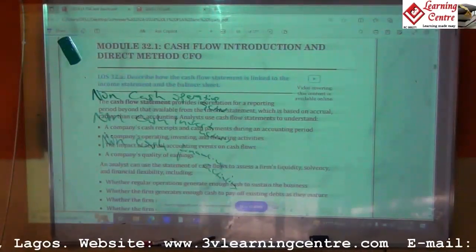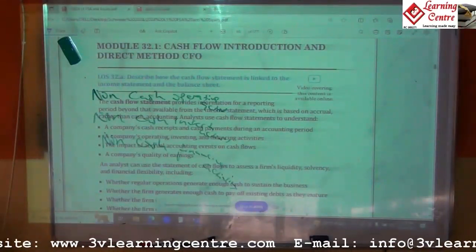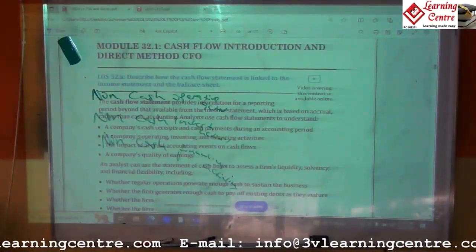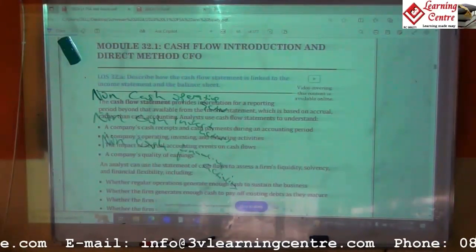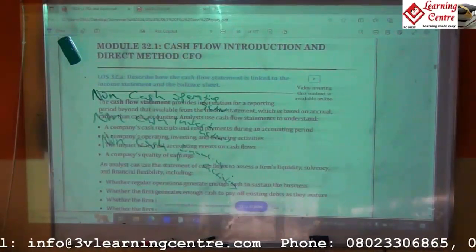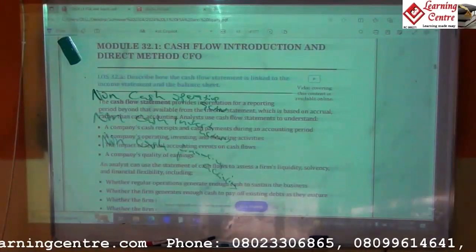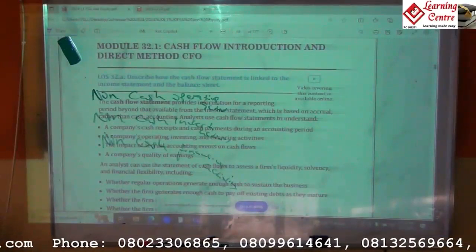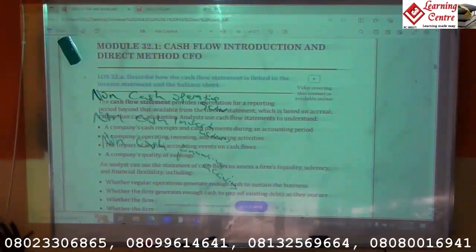What examples are non-cash operating activities? What's a good example? Does anybody want to give an example of non-cash operating activities? So examples are depreciation, amortization, impairment.